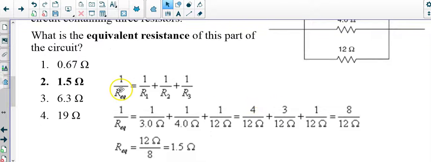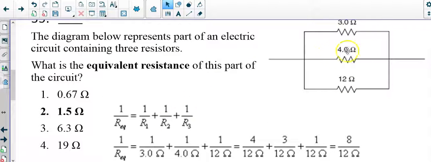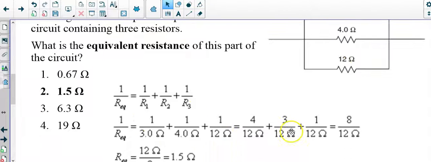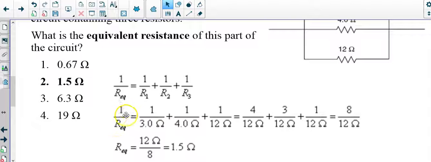So 1 over R equivalent is equal to 1 over the first resistance plus 1 over the second resistance plus 1 over the third resistance. So you have 1 over 3 plus 1 over 4 plus 1 over 12. And that eventually equals 8 over 12. But it's 1 over Req equals 8 over 12. So you flip both sides and you get 1.5 ohms.